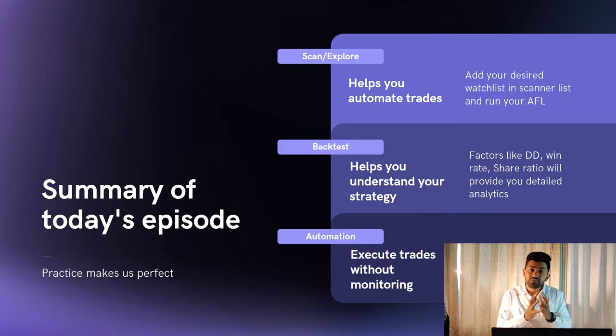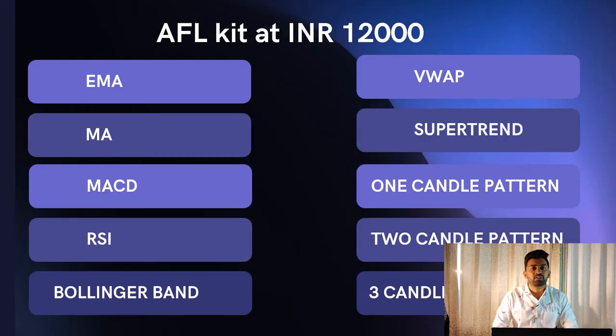So to summarize whatever we have seen so far, basically this AFL will help you do scan and explore and even help you automate trades based upon the scan and explore result. It also helps you backtest and also helps you understand factors like drawdown, max, risk reward ratio, compounded annual return, Sharpe ratio and other factors, which will help you understand what is working in your strategy and what is not working in your strategy. Also, if you wish to automate the trades, you can check out our AlgoFox automation flow, where you can connect this with AlgoFox and automate trades on the go.